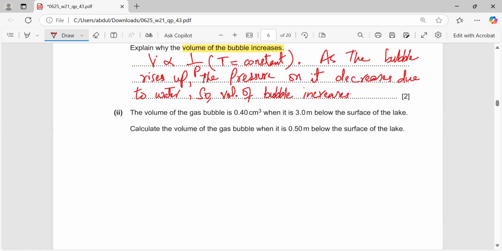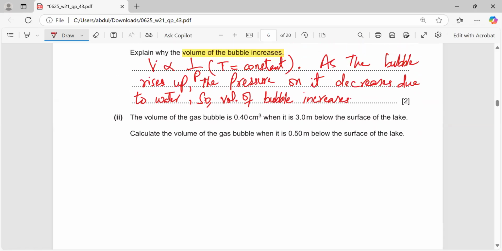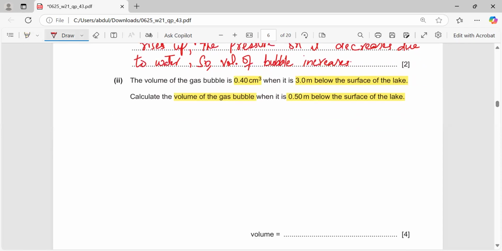Now this one is really tricky, 4 marks. The volume of the gas bubble is 0.40 centimeter cube when it is 3 meters below the surface of the lake. Calculate the volume of the gas bubble when it is 0.5 meters below the surface of the lake. In other words, it rises up. Before starting the question, we are going to use here Boyle's law. P1 V1 is equal to P2 V2. We need to find V2.